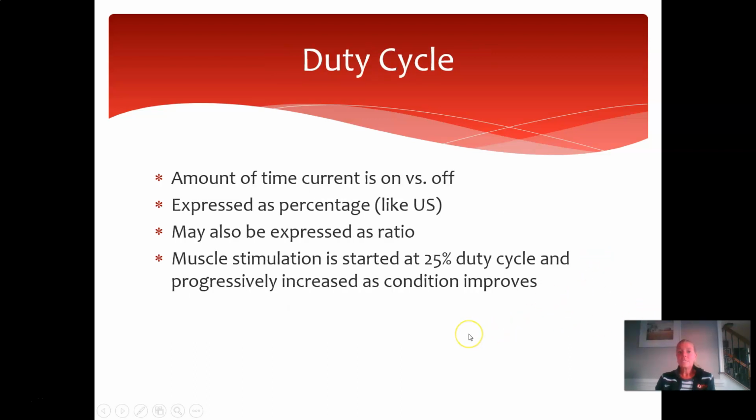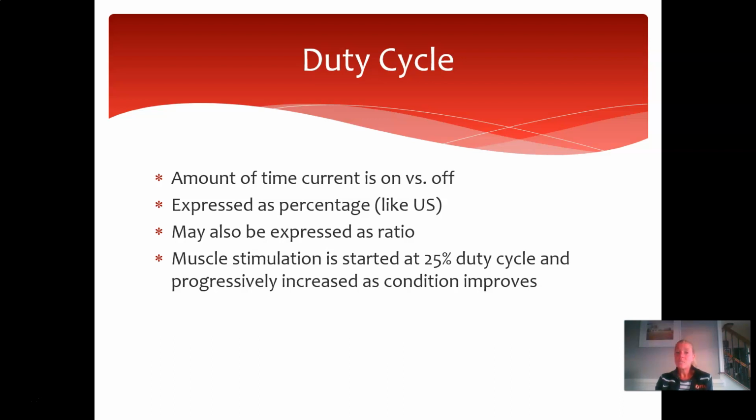Duty cycle is the amount of time the current is on versus off. Again, this should sound familiar. This is very similar to ultrasound. We express it in a percentage, just like we did with ultrasound. So with ultrasound, we talked about a 100% duty cycle being continuous, ultrasound being emitted 100% of the time, and with pulsed, ultrasound's only being emitted 10% of the time. E-stim can work the same way.